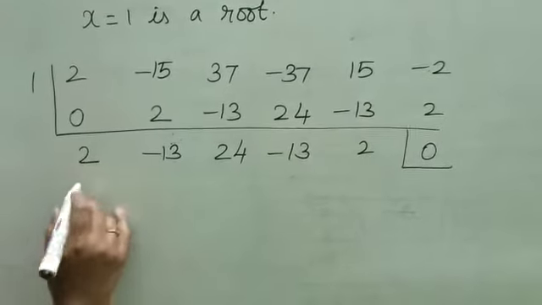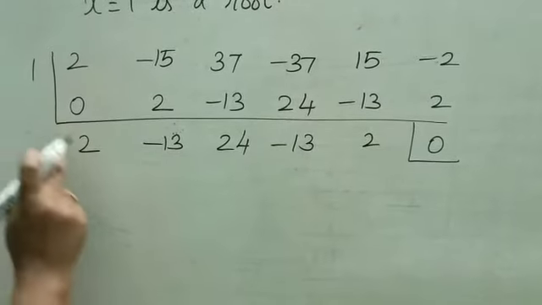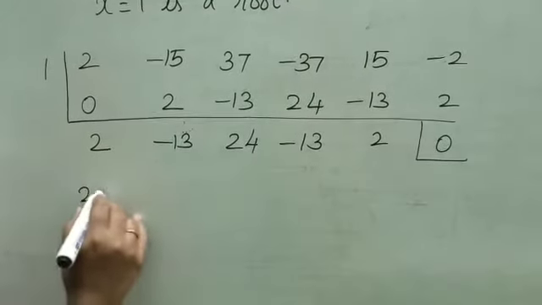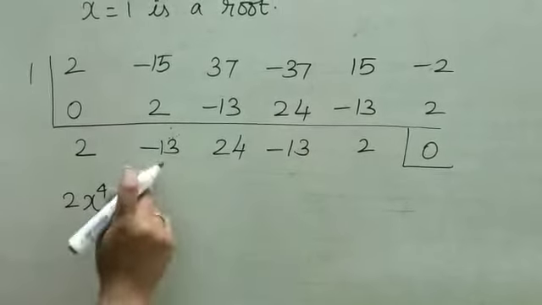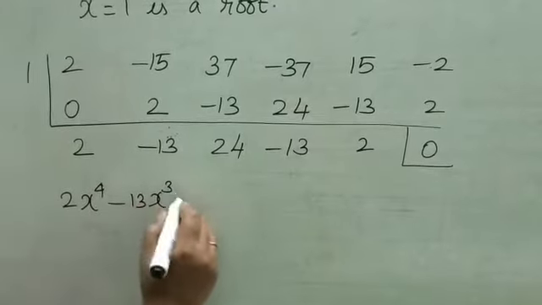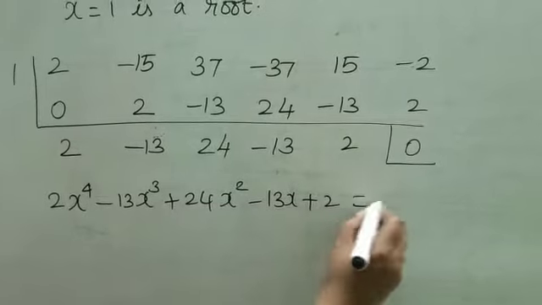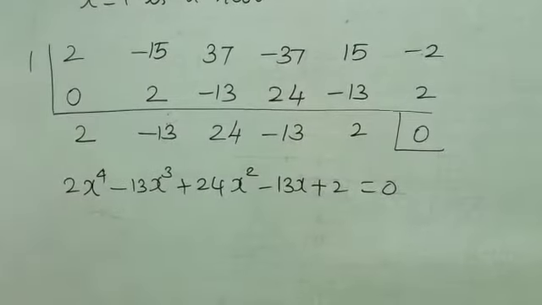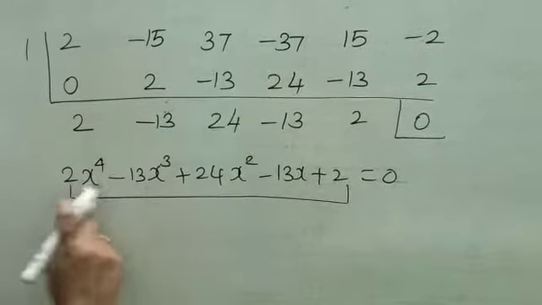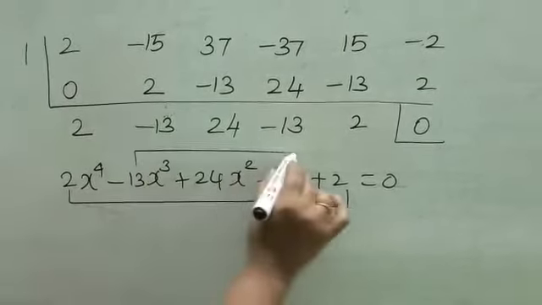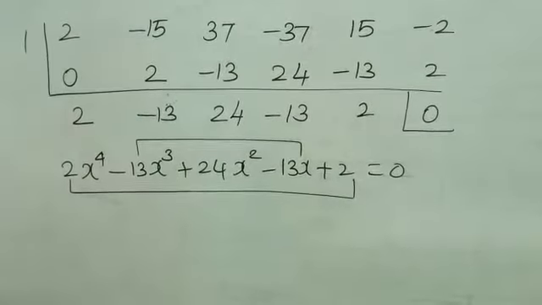Next, write the quotient. It is a fifth degree equation and already we found one root. Therefore, start from x power 4: 2x power 4, then x cube, x square, x and constant term. Minus 13x cube plus 24x square minus 13x plus 2 equal to 0. Look at the equation. This is also a reciprocal equation because here plus 2 and plus 2, here minus 13 and minus 13. The middle term is left over. Therefore, this is a reciprocal equation of degree 4.